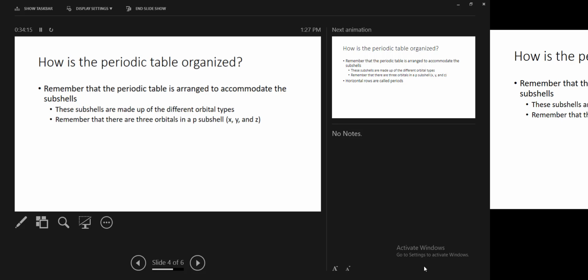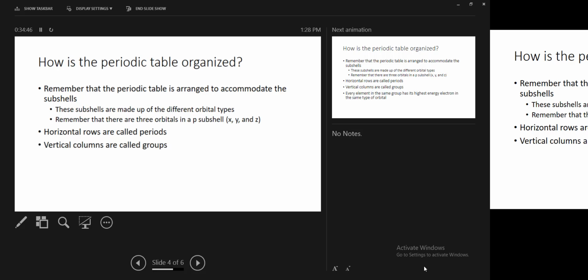All right. So this is one way the periodic table is organized. It's also organized around horizontal rows, and we call these periods, which is where we get the name periodic table. It's also arranged using vertical columns that are called groups. So it's arranged using horizontal rows called periods, and vertical columns called groups.